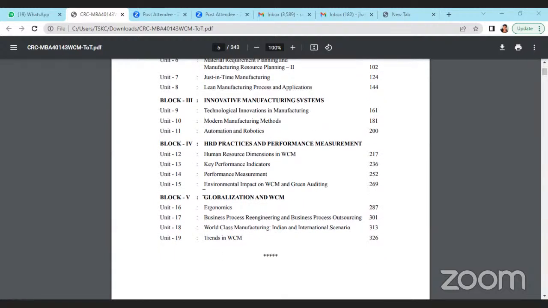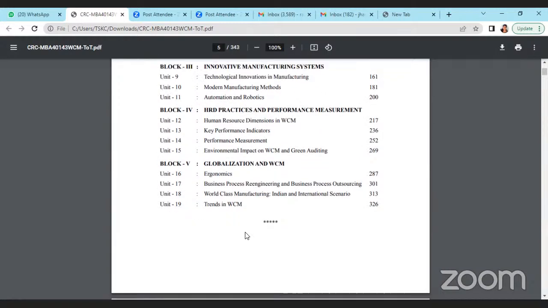And block 4 talks about HRD practices, meaning human resource development practices, and performance measurement. That is, in manufacturing organizations, how human resources are used and what different indicators are used for measuring their performance. And block 5 talks about globalization and world-class manufacturing. Under it we have ergonomics, business process reengineering and business process outsourcing, world-class manufacturing, Indian and international scenario, and the last one is trends in world-class manufacturing. So this is our syllabus.